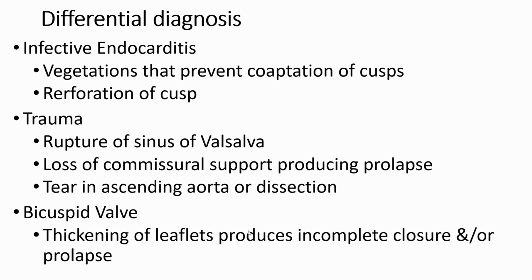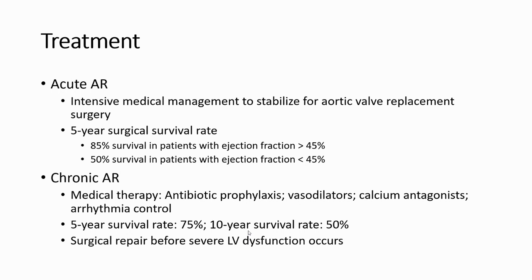Treatment in acute aortic regurgitation is intensive medical management to stabilize for aortic valve replacement surgery. In chronic aortic regurgitation, medical therapy includes antibiotic prophylaxis, vasodilators, calcium antagonists, and arrhythmia control. The 5-year survival rate is around 75%, and the 10-year survival rate is around 50%. Surgical repair before severe left ventricular dysfunction is quite good. Thank you.